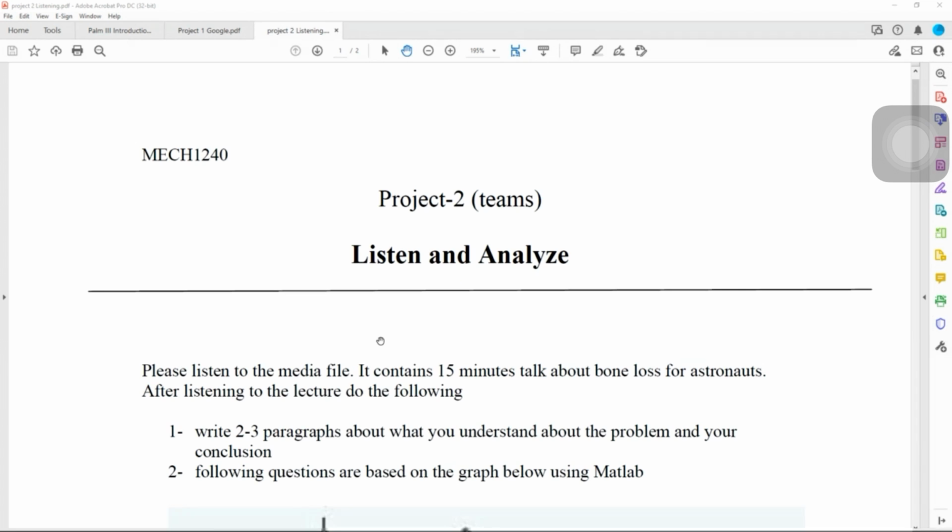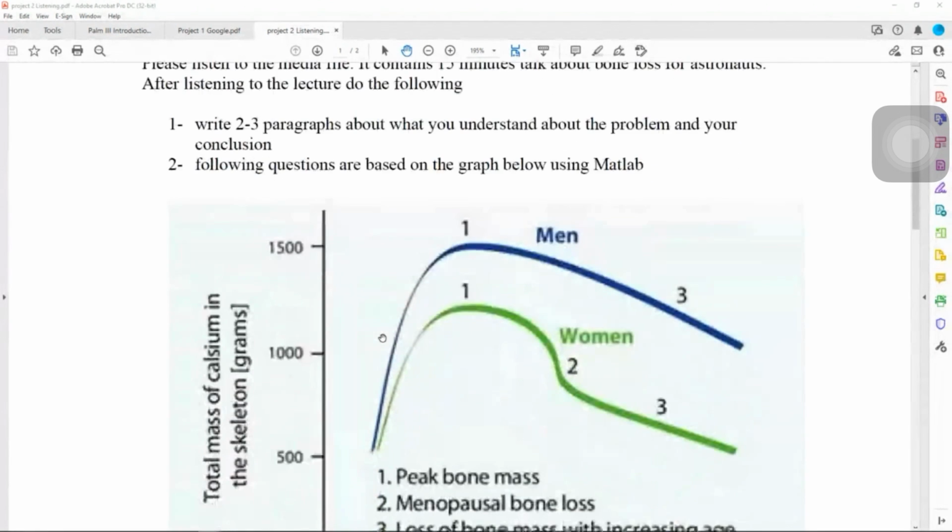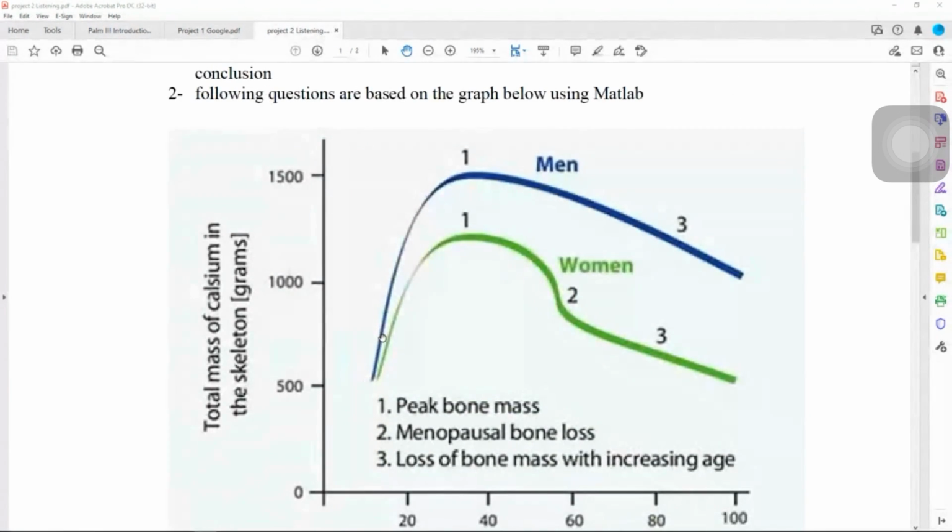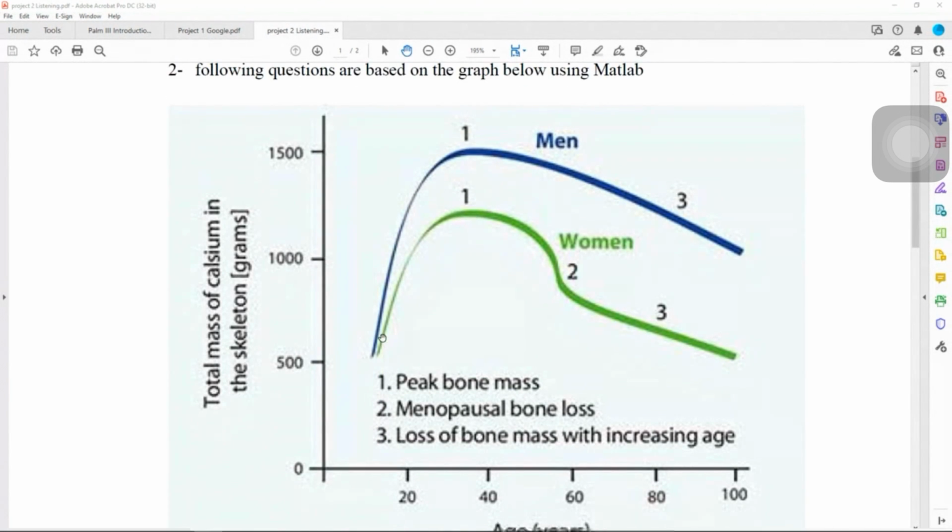So again, remember, first when you listen to it, you write these 2 paragraphs that need to be addressing the discussion in that audio file. After that, now you have a graph here that describes how the bone mass increases or decreases in the life of men and women, right?